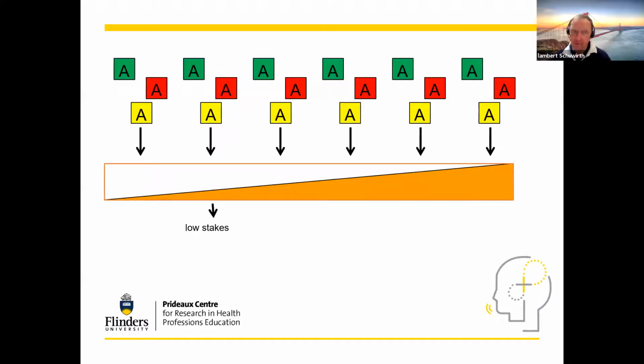So if I got my portfolio and there's only a bit of information in it, I can't make high stakes decisions. So that's only useful for low stakes decisions. And if there's more information, the stakes become higher. And for high stakes decisions, really decisions whether you have to redo a year or whatever, or you actually fail to graduate, I need rich information, which is the same as a clinical procedure.